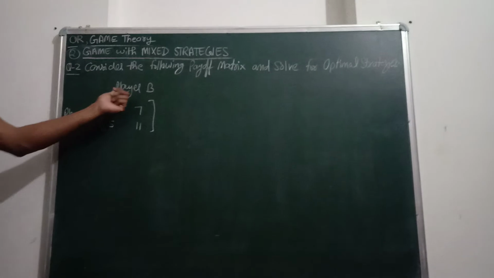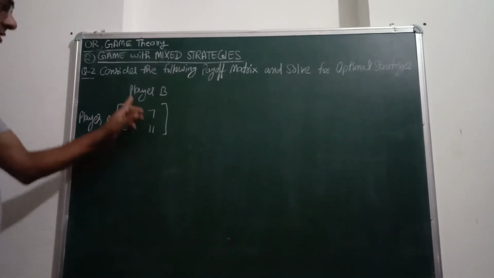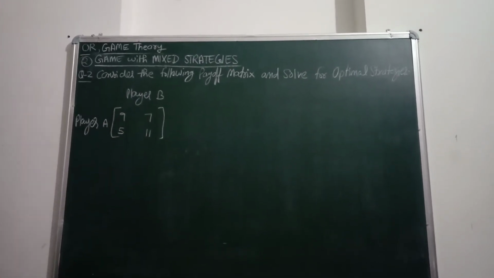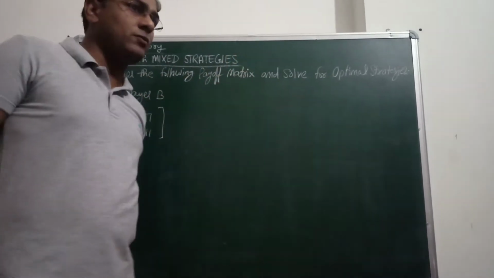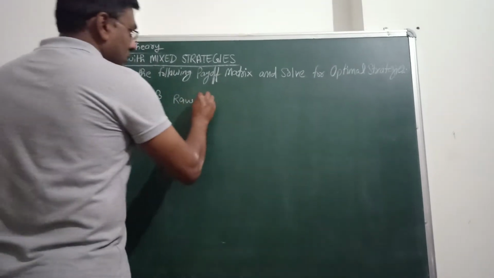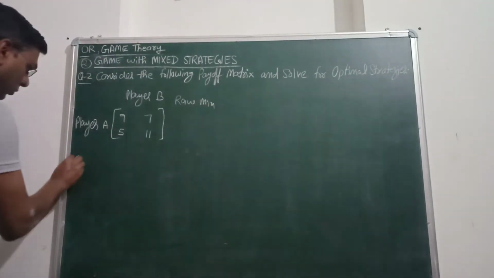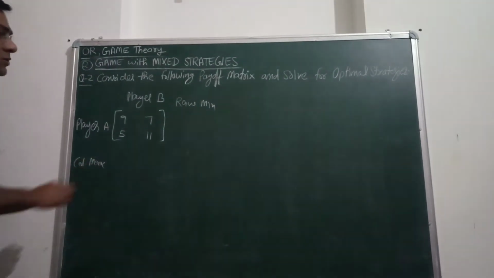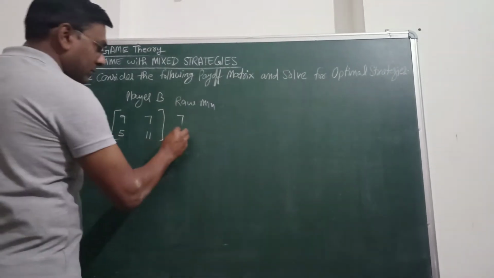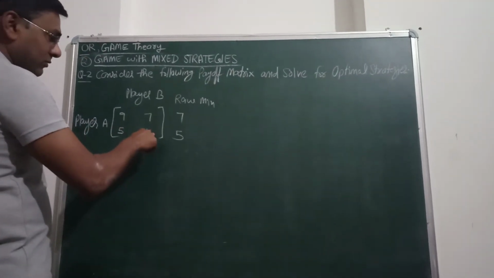So we have two players, player B and player A. Player A can use strategies 1 and 2, and player B can also use strategies 1 and 2. Starting with the same procedure as in the pure strategy, what will we find? Initially we will find the row minima and column maxima values. From this row the minimum value is 7 and from this row the minimum value is 5, and from this column the maximum value is 9, and from this column the maximum value is 11.